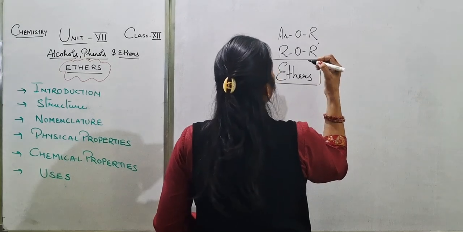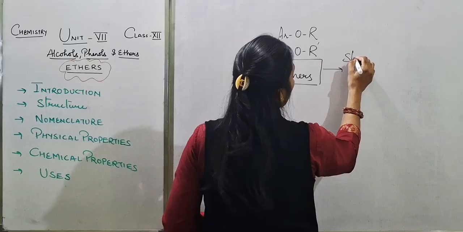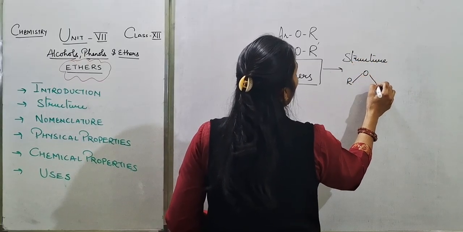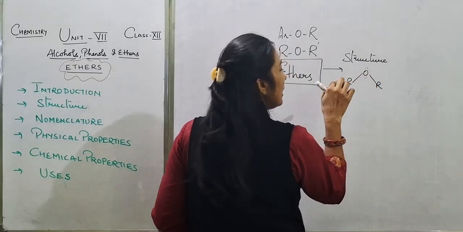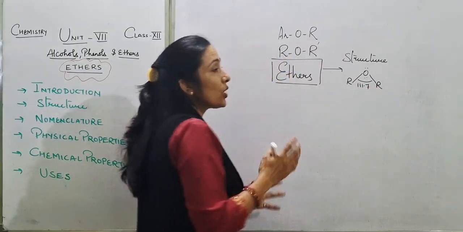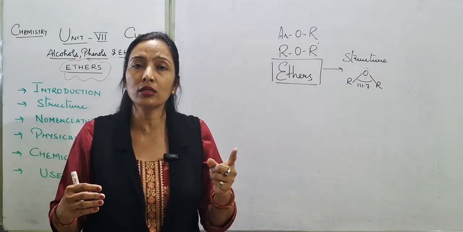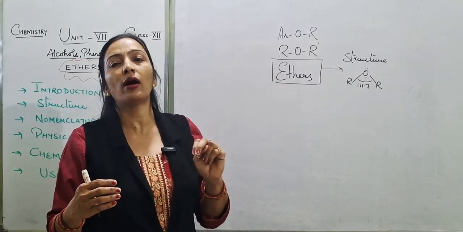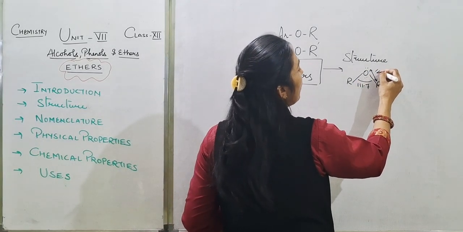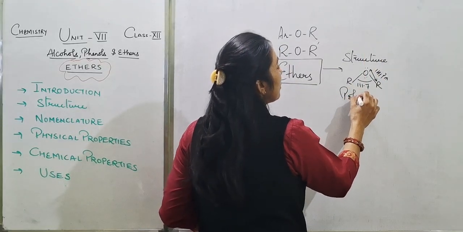If I talk about the structure, it is bent in shape due to the presence of lone pairs on the oxygen, and the angle is 111.7 degrees. The structure looks tetrahedral because of the presence of 4 electron pairs, 2 lone pairs of electrons and 2 bond pairs. Here the C-O bond length is 141 picometer. That is the structure, and it is polar in nature.